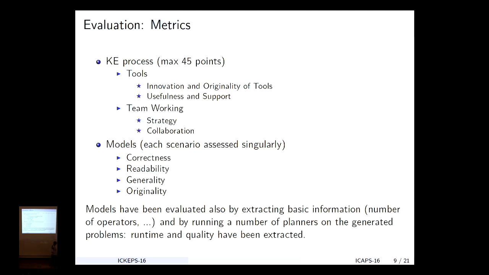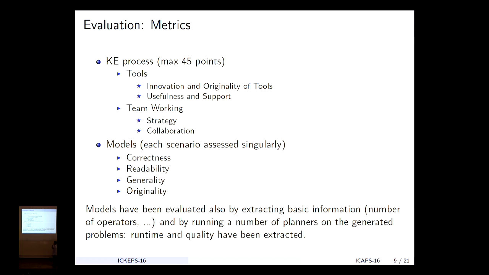Here, more or less, are the criteria that we used for the knowledge engineering process, and we provided a form for the judges so they could scale each one of those criteria. The first one: how original and innovative is the tool, or the set of tools that you used. The second one is how useful and supportive the tool was while on-site modeling. How was the teamwork, any strategy, if they used it at all, so they had to explain it during the demonstration part.